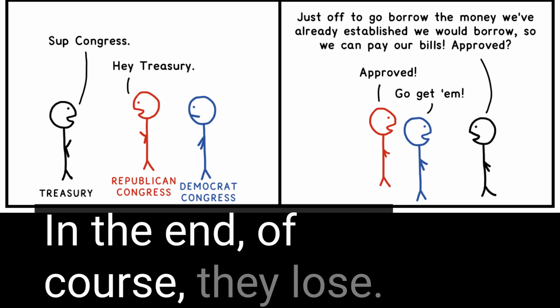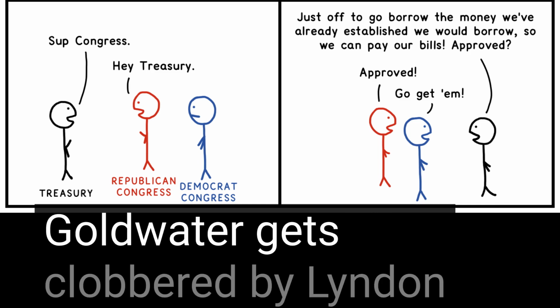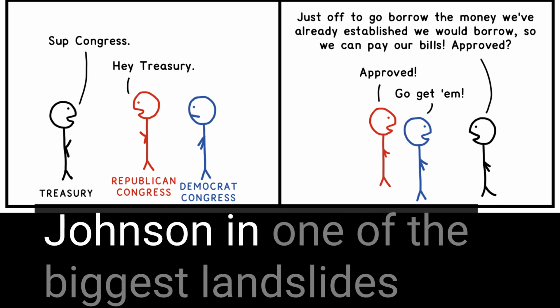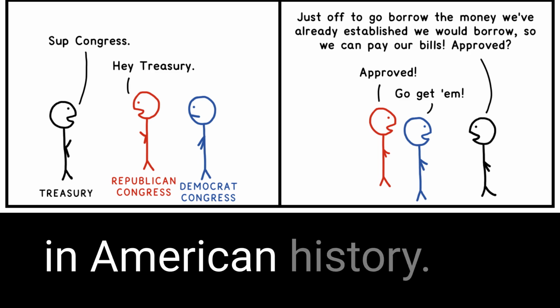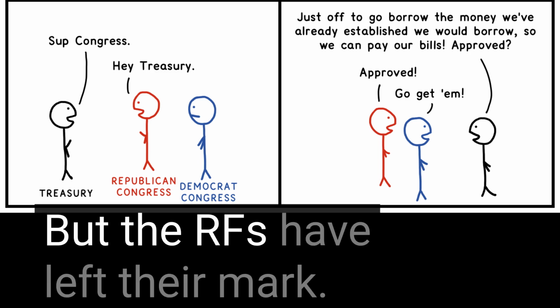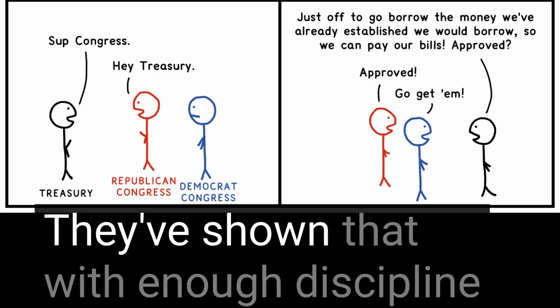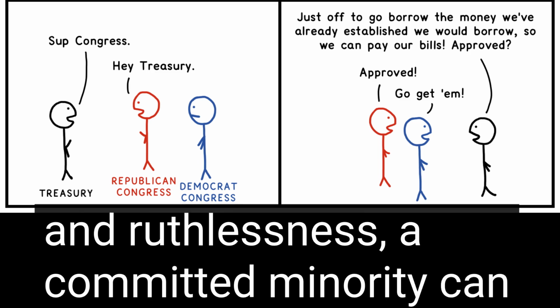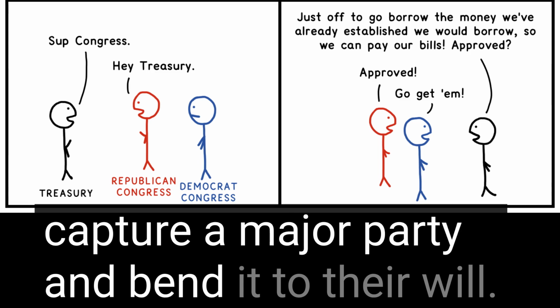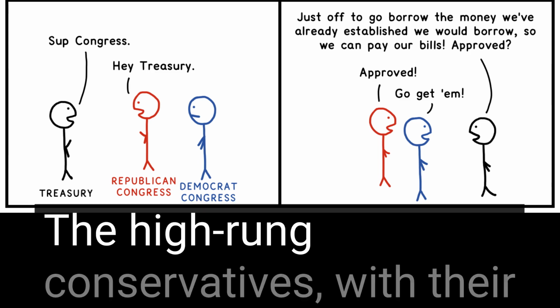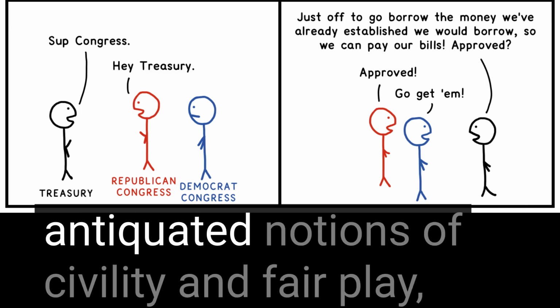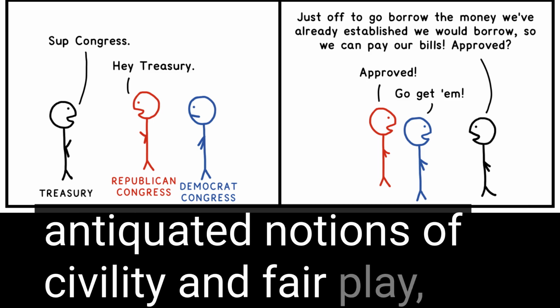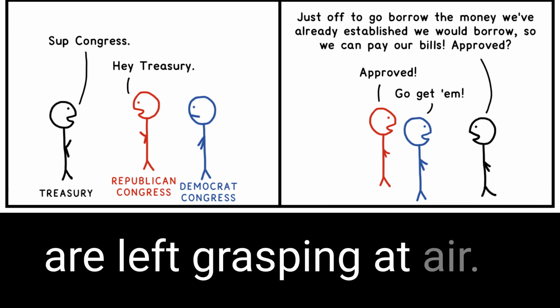In the end, of course, they lose. Goldwater gets clobbered by Lyndon Johnson in one of the biggest landslides in American history. But the RFS have left their mark. They've shown that with enough discipline and ruthlessness, a committed minority can capture a major party and bend it to their will. The high-rung conservatives, with their antiquated notions of civility and fair play, are left grasping at air.